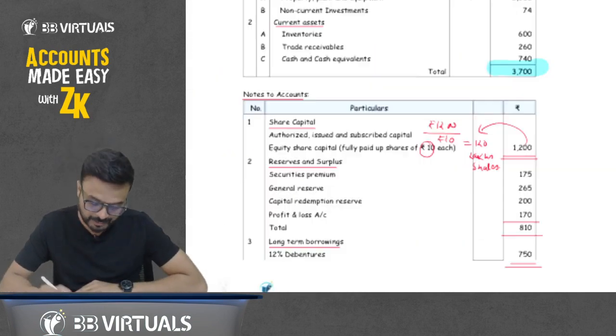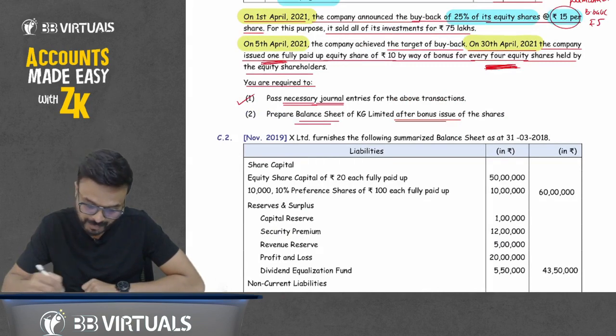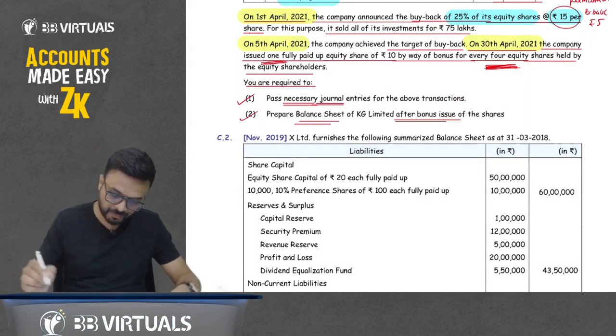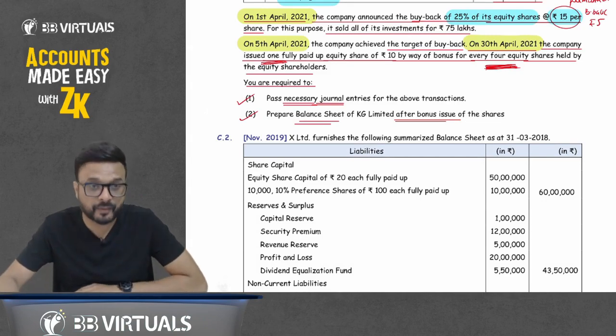Now they have also asked you to prepare what? The balance sheet. Now I am giving you a break for 10 minutes and then we will start preparing the balance sheet. Okay. Now you have a break for 10 minutes.